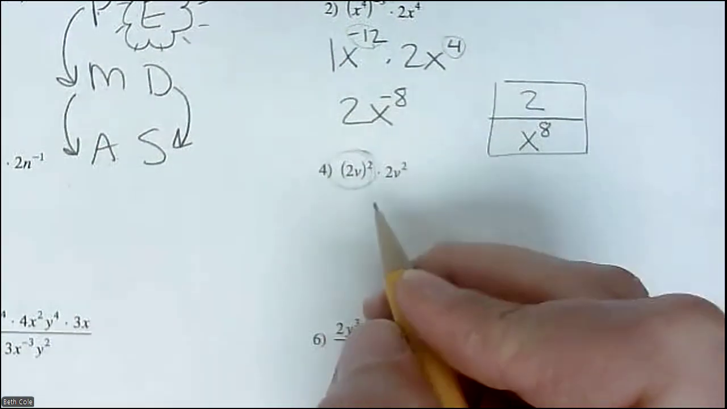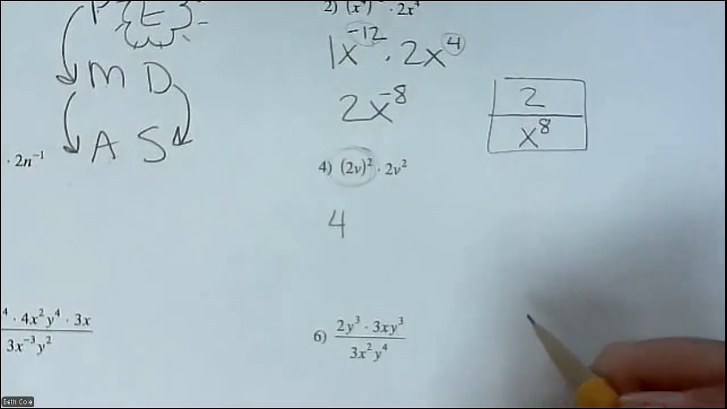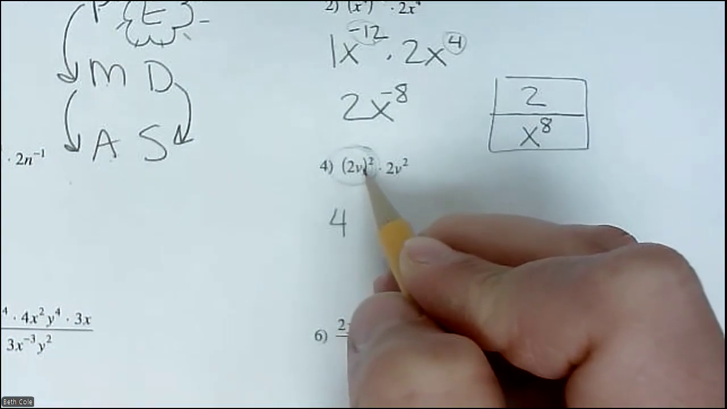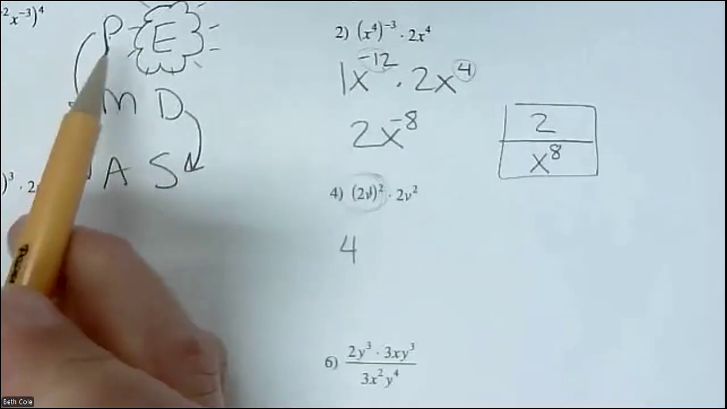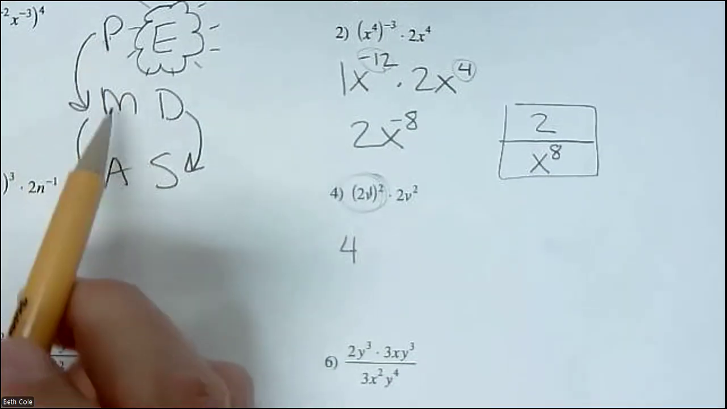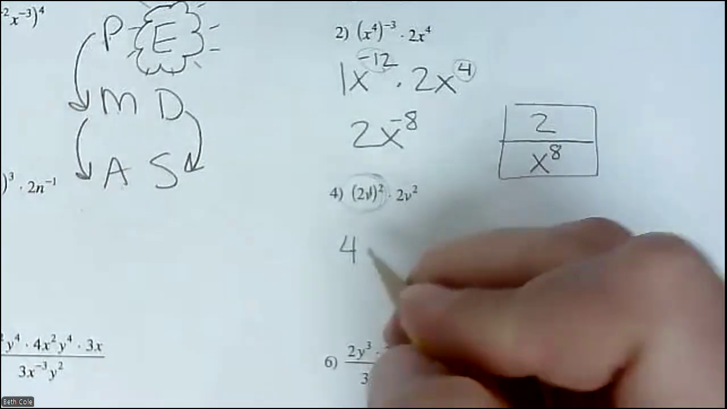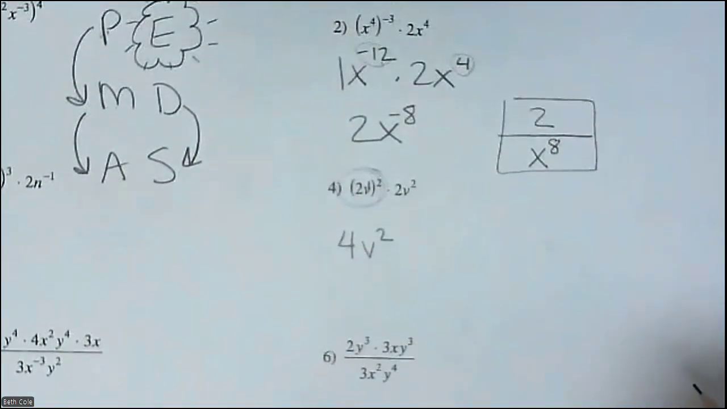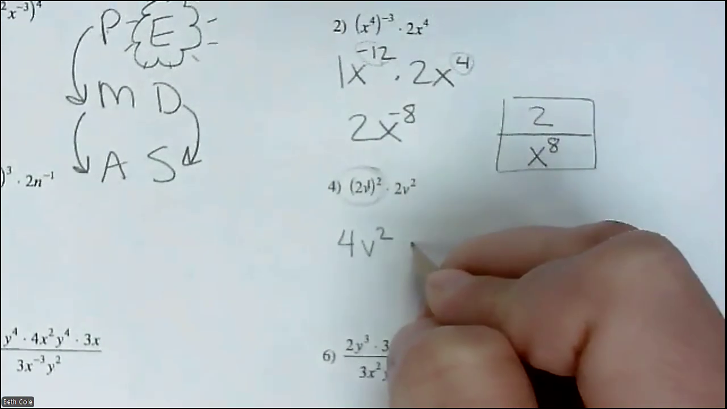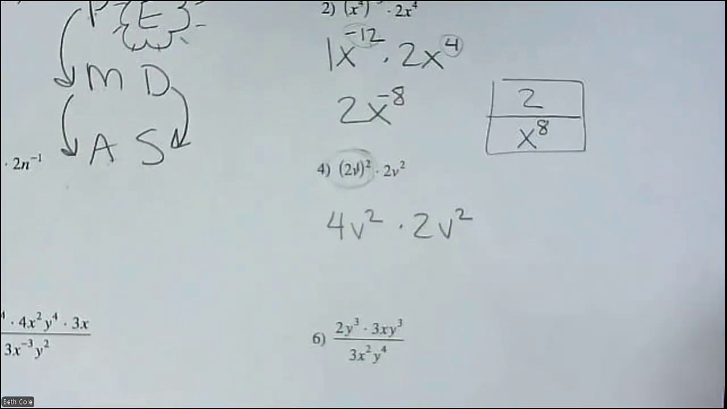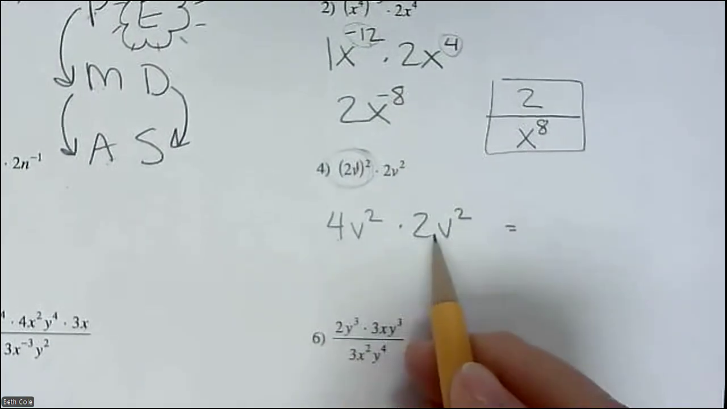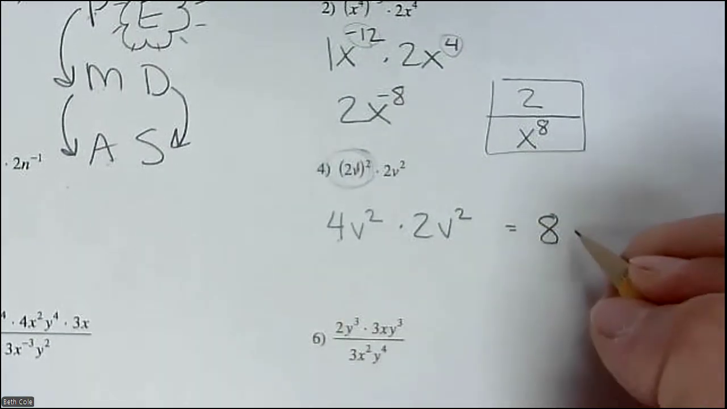2 squared is 4. Thank you. Now, do you see this v doesn't have anything written with it? So that's really a 1. And when you do a power, you multiply. 2 times 1 is 2. And then this times 2v squared just is sort of there. And then we're going to multiply that together, right? 4 times 2 is 8.